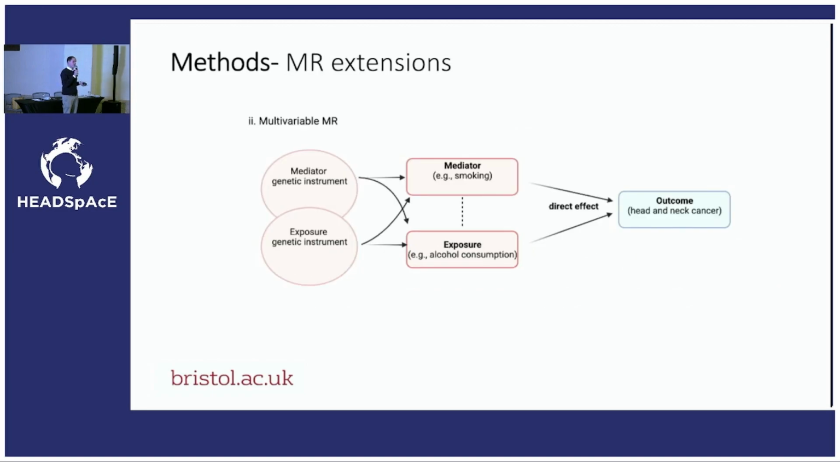And there are further extensions of the method that have been developed more recently, such as multivariable Mendelian randomization, where we can decompose direct and indirect effects of very closely correlated risk factors, which is of interest to us. For example, here with smoking and alcohol, on a single disease outcome, such as head and neck cancer.